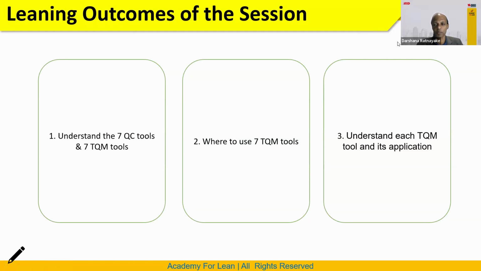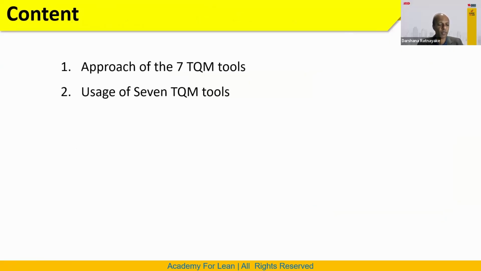I hope you wrote it down. And the third outcome: understand each TQM tool and its applications. I will learn what these 7 TQM tools are and how we apply and use them. Today our major topic is the 7 quality tools. You can see there are 2 small contents: the approach of 7 TQM tools and the usage of 7 TQM tools. Remember, this is not 7 QC tools.